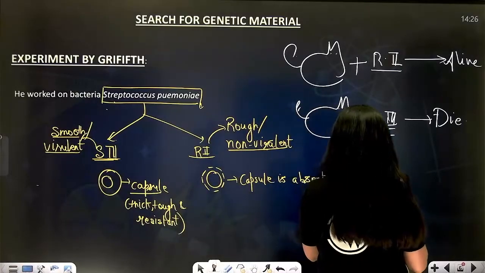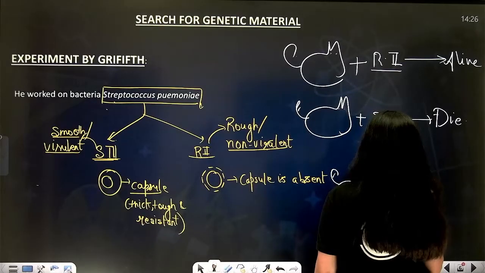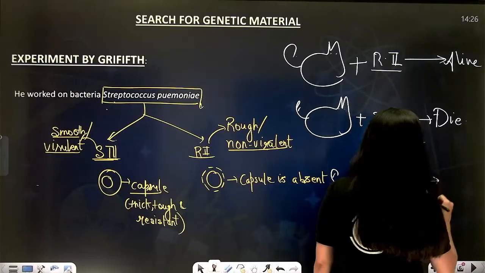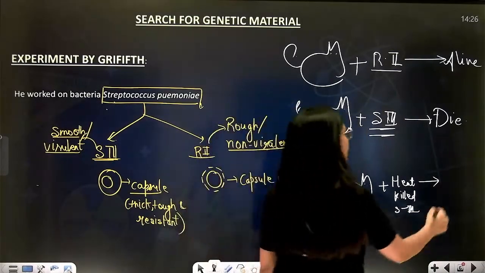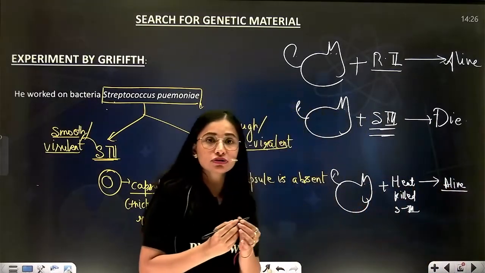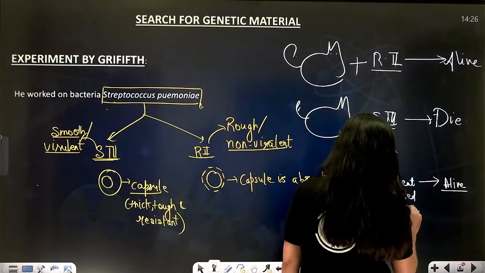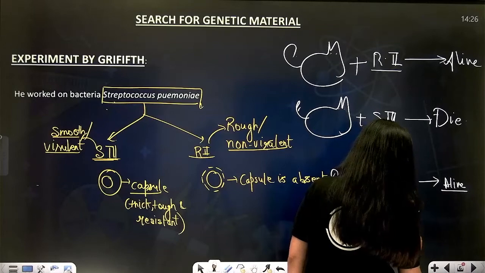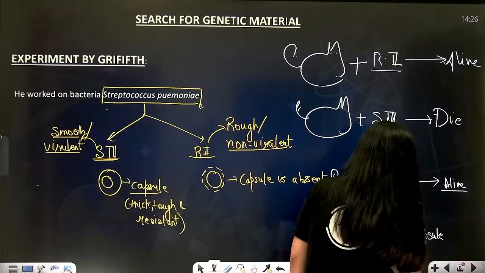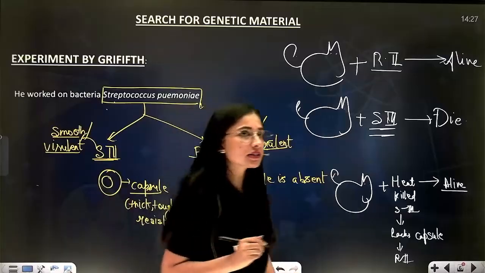So when the heat killed S3 strain was given to the mice, the mice was alive. And what was the simple reason associated with it? The simple reason is that heat killed S3 denatures the capsule, they lack the capsule, hence they start behaving as R2. Correct? I hope the first three conditions are clear.